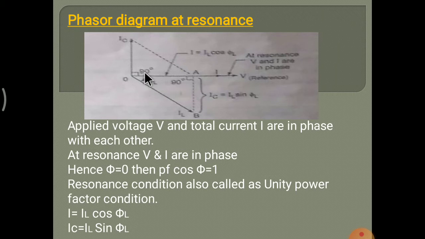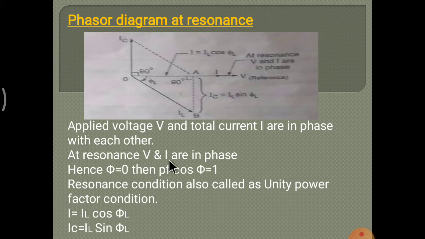At resonance, the total current I and supply voltage V are in phase. Combining the phasor diagrams of branch 1 and branch 2, the complete phasor diagram is shown here. This phasor diagram is at the resonance condition, and at resonance V and I are in phase, thus the power factor is unity. Applied voltage V and total current I are in phase with each other.